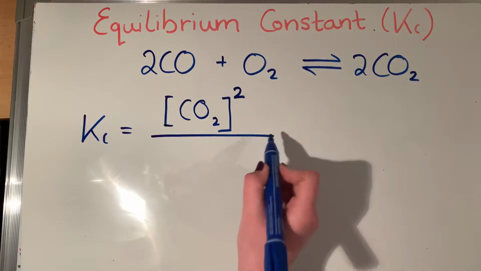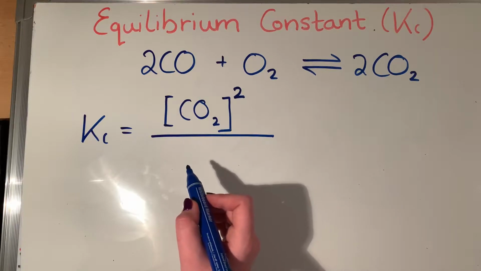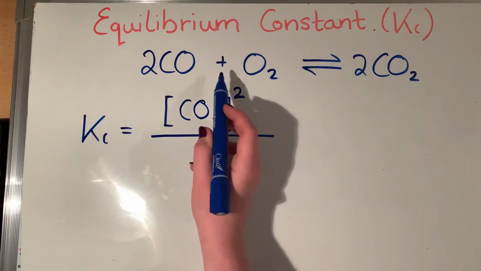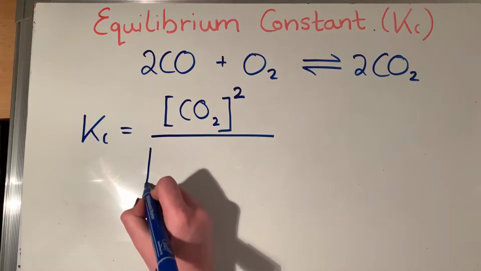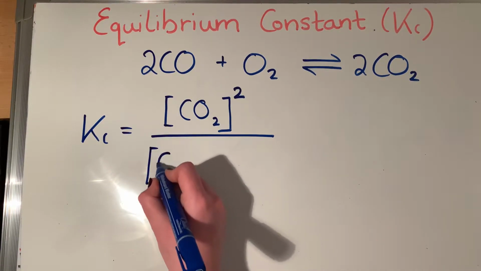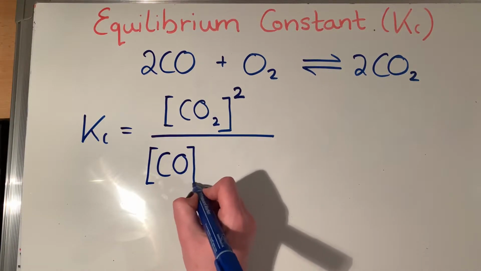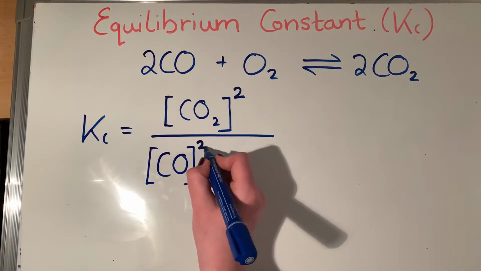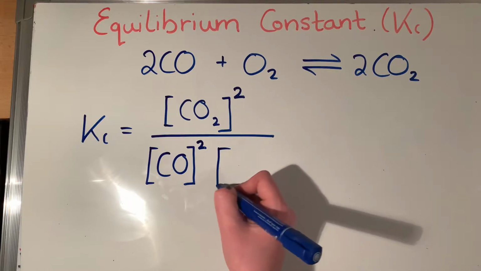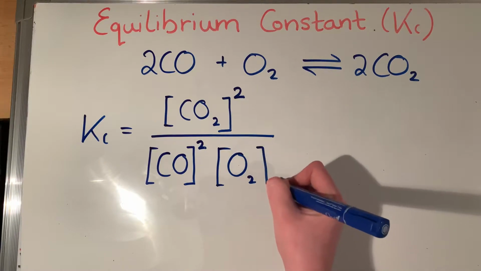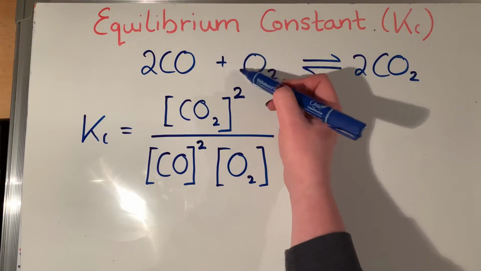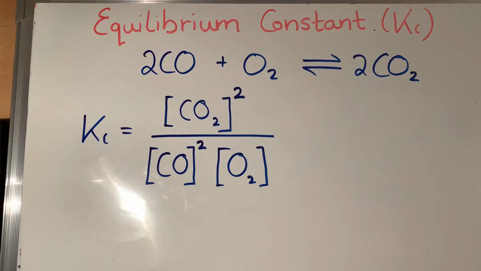And then on the bottom we have our reactants, and these end up being multiplied by each other because there's a plus in the middle of them. That turns into a multiplication. Again, we're using our square brackets. We have [CO], and this one again is to the power of 2, times [O2]. This is just a small 2, so we leave it where it is, and it's not to the power of anything because it doesn't have any big number in front of it. And that is our equilibrium expression for that reaction.